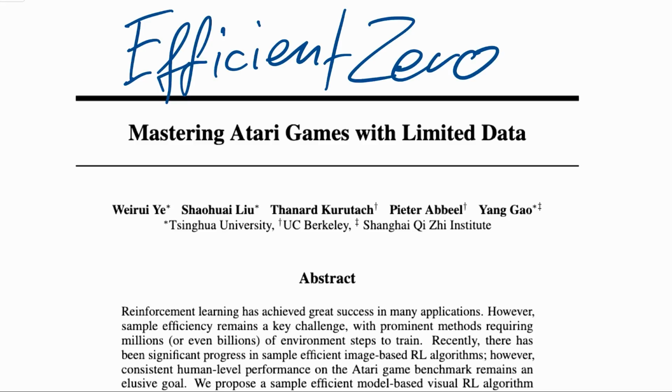Hi there. Today we're going to look at Mastering Atari Games with Limited Data by Weirui Ye, Shaohua Liu, Thanard Kurutach, Pieter Abbeel, and Yang Gao. This paper presents the EfficientZero model, which is a model that can do reinforcement learning with severely limited data. So the paper tackles the Atari 100K benchmark, which means to learn the Atari benchmark, as a reinforcement learning task, as for example Deep Q networks did, but you only get 100K transitions.